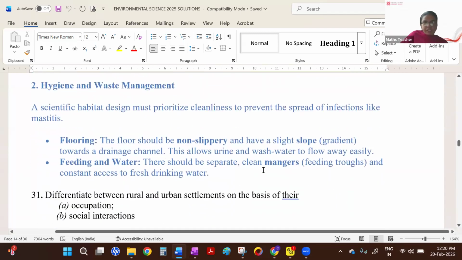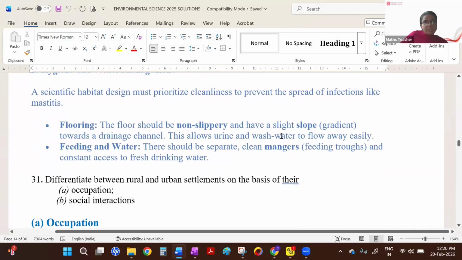And then hygiene and waste management. The floors should be non-slippery, right? Okay. They should be non-slippery, and they should also have a slight slope so that all of the waste, the urine and all of the other waste, are collected. It is easy to collect all of the waste. And even the wash water, all of this should flow easily. And feeding and water, there should be separate clean mangers. Okay. And so their feeding and water should also be maintained properly, hygienically.